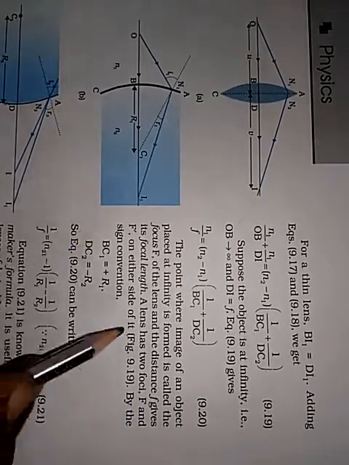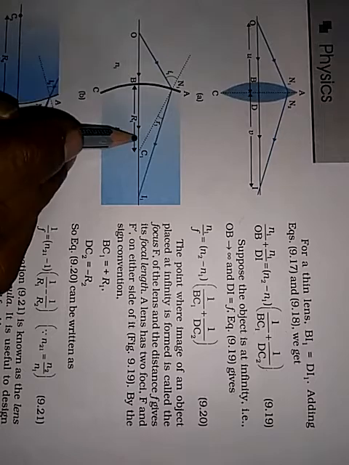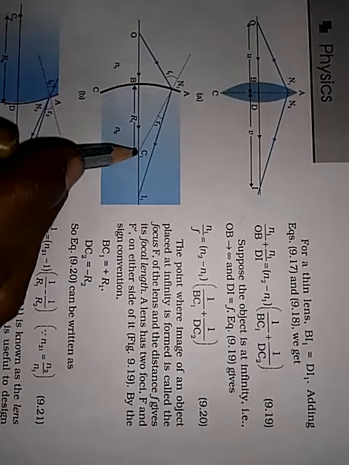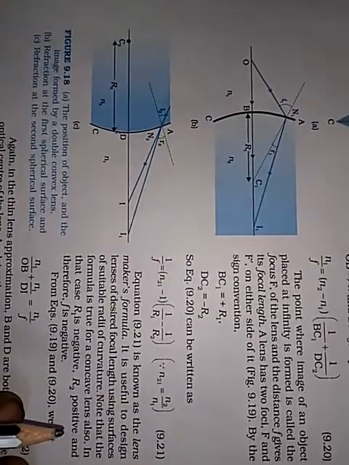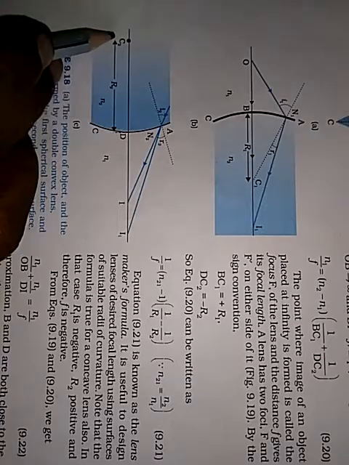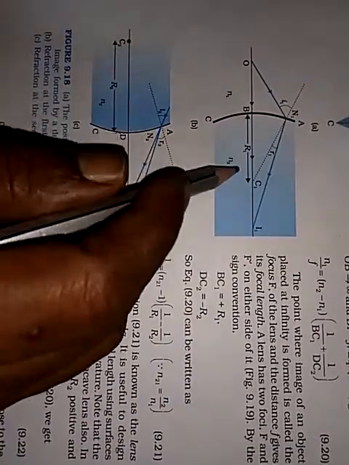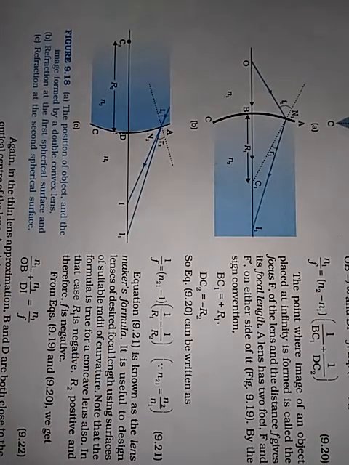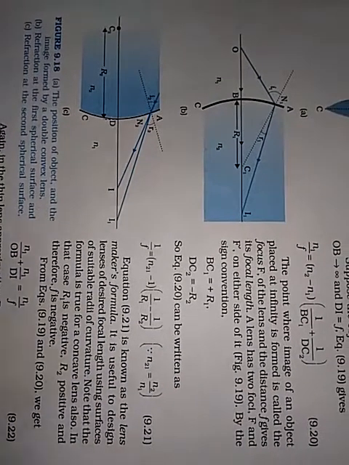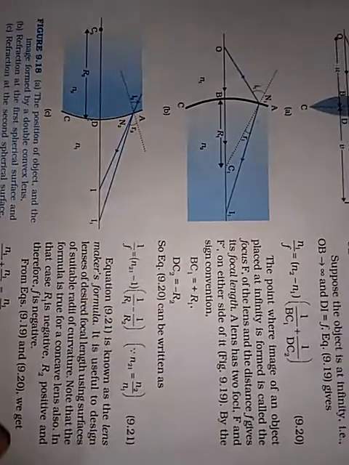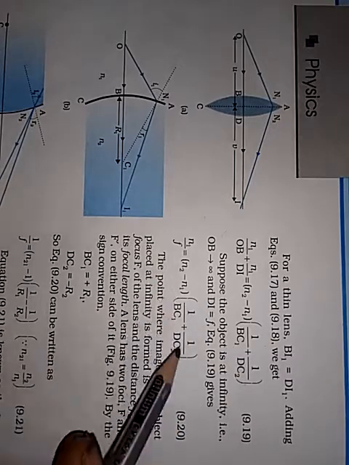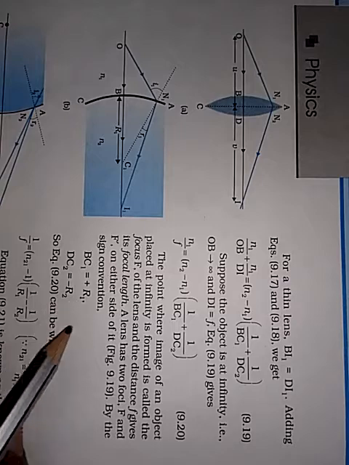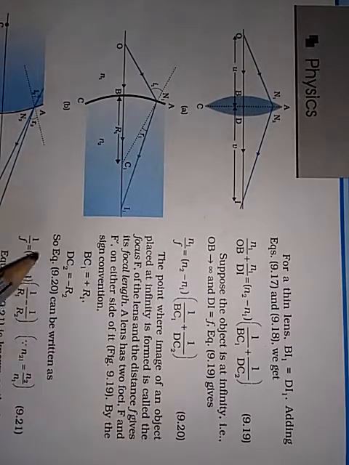Now we have to apply the sign convention. So BC1 in this direction is positive, plus R1. DC2, that means you are moving this way, in the opposite direction, therefore minus R2. This R1 and R2, I already told you, are the radii of curvature. Now we will substitute these two values in this equation. So what will happen now? N2 minus N1 into 1 by BC1, BC1 is R1, plus 1 by DC2, DC2 is minus R2, therefore this minus sign comes here.